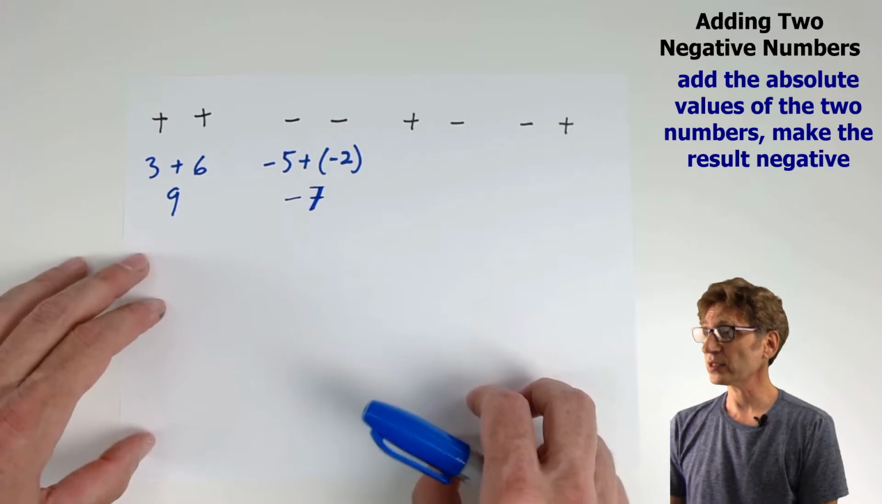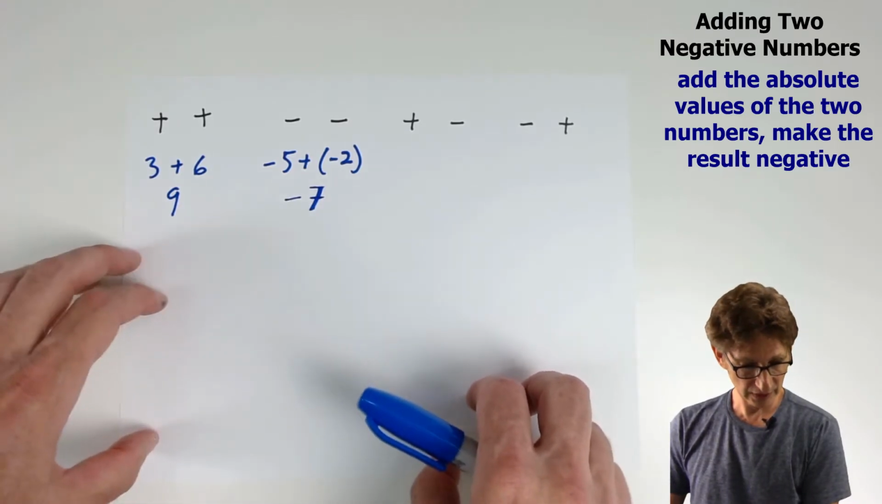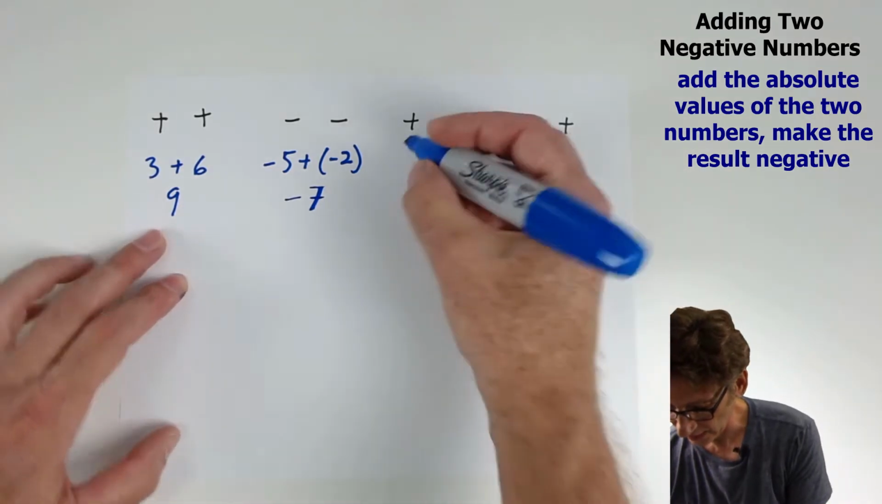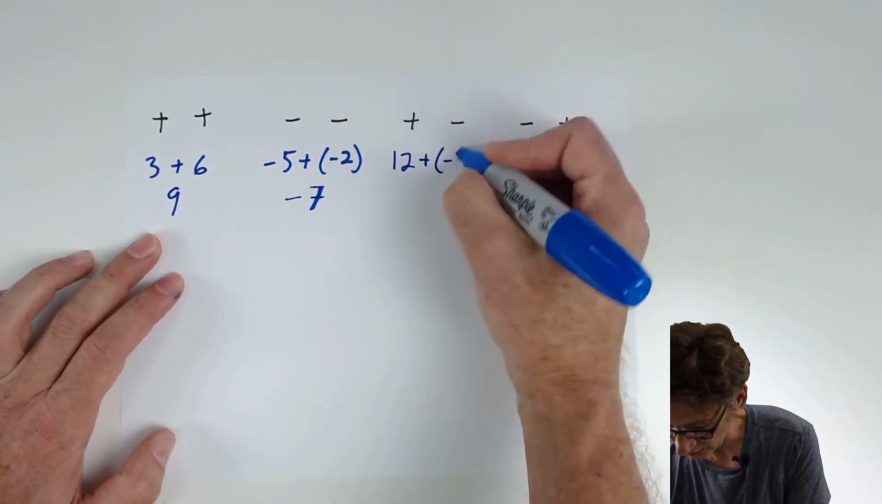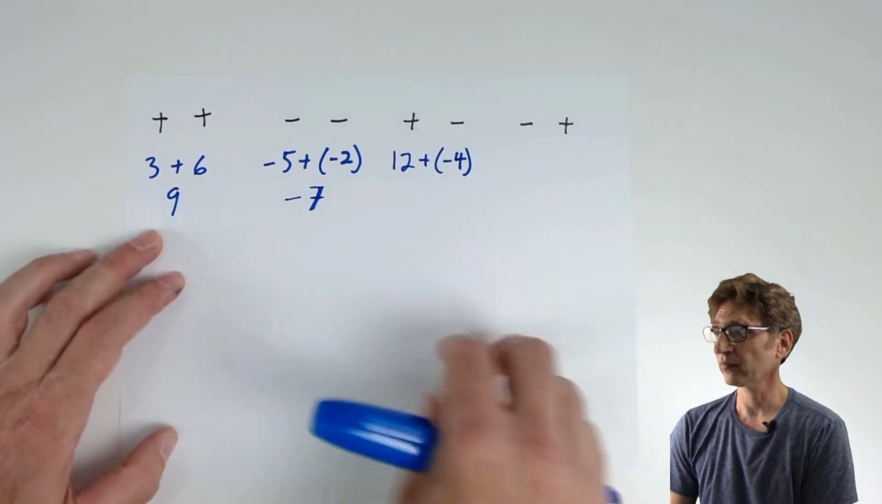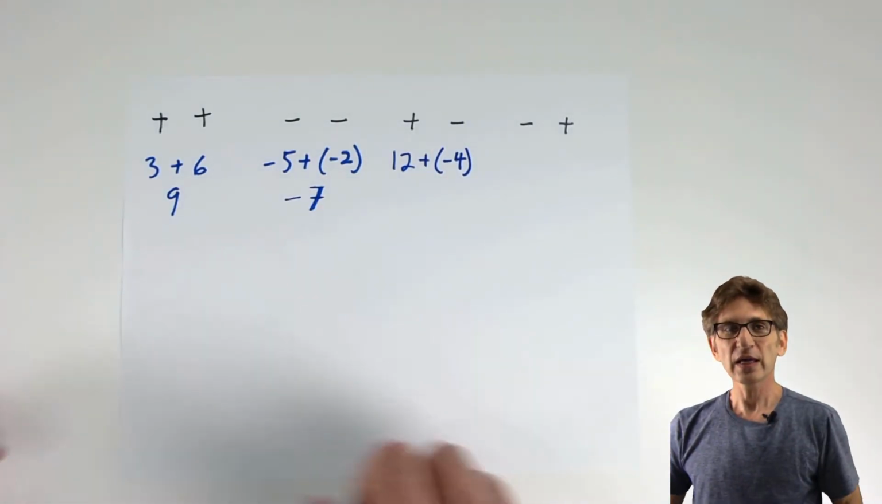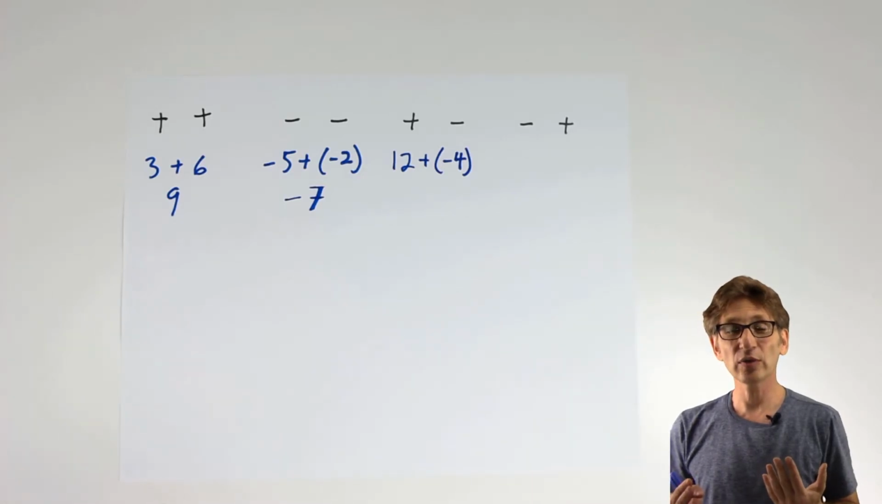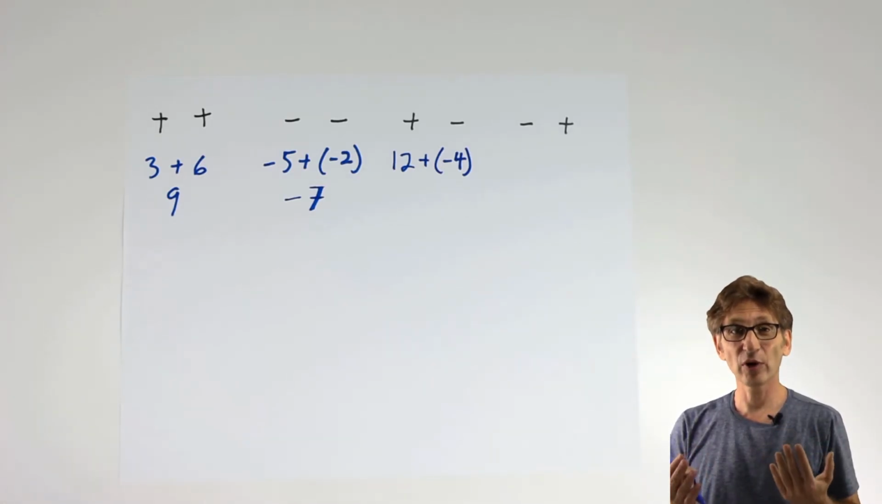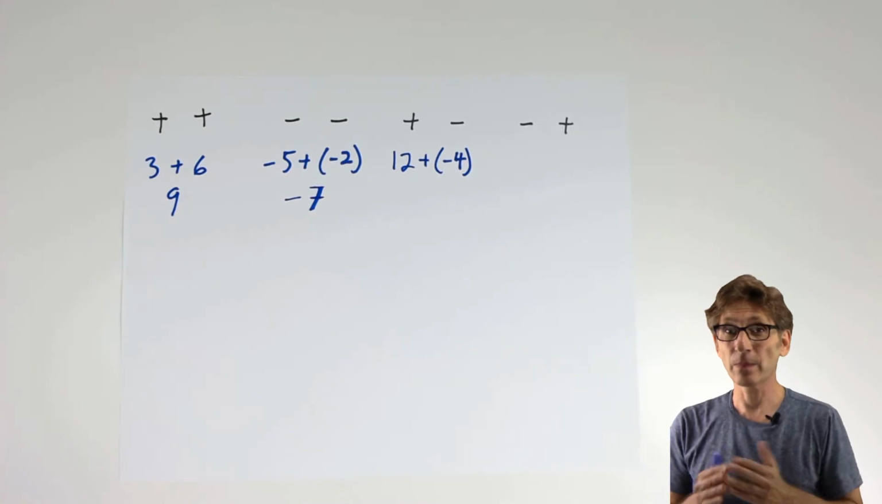Now these next 2 situations are pretty interesting. So I have a positive plus a negative. So let's come up with an example of a positive plus a negative. How about 12 plus negative 4? 12 plus negative 4. Since the signs of these numbers are different, what I'm going to do is find the absolute value of both numbers and subtract them. Simple as that.